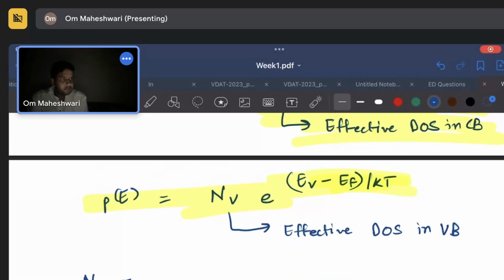So Nc is 2 times (2 pi m star kT by h cross square) to the power 3 by 2, and Nv is 2 times (2 pi m star kT by h cross square) to the power 3 by 2. The mass here will be the effective mass of electrons and holes respectively.